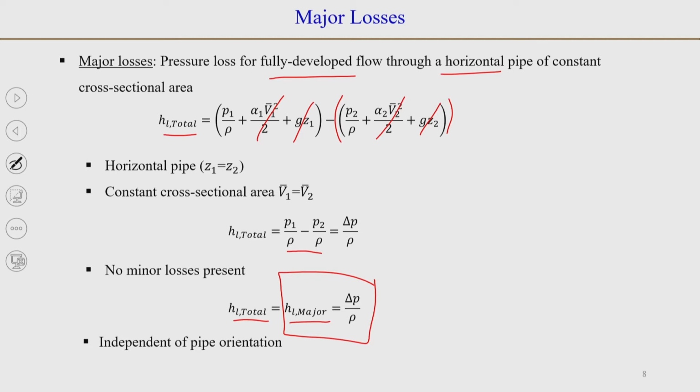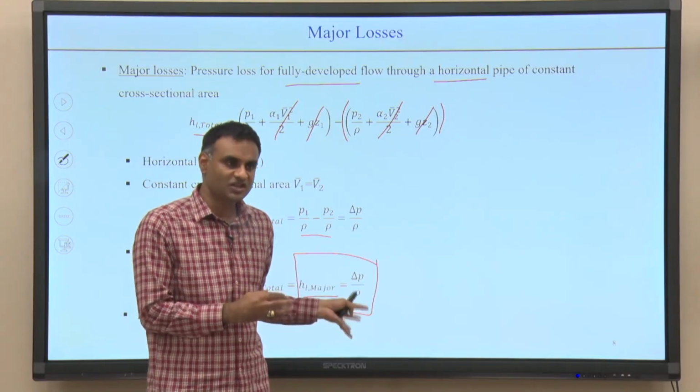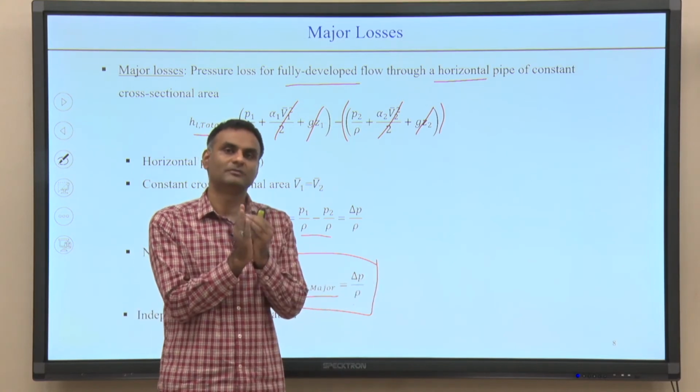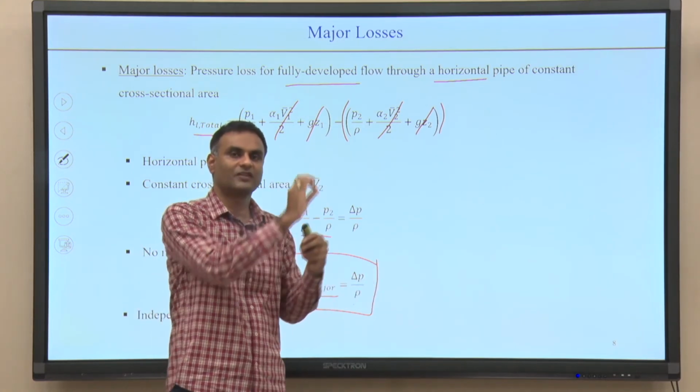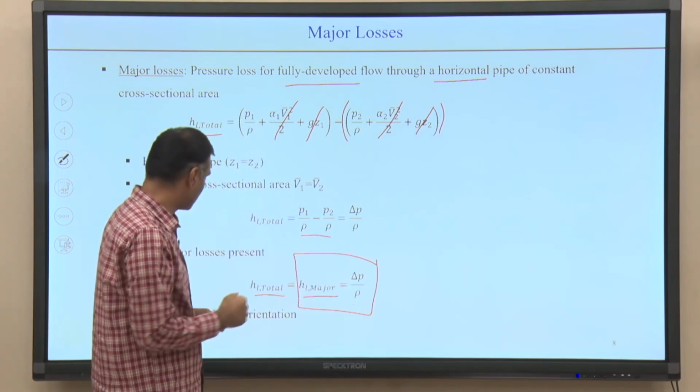This is the definition of head loss, and it does not include the gravity term. So, it is independent of pipe orientation. Even if the pipe is vertical or inclined, the major loss value does not change, because when you write the energy equation, you will have a different term, say Z1 minus Z2, to take that into account.